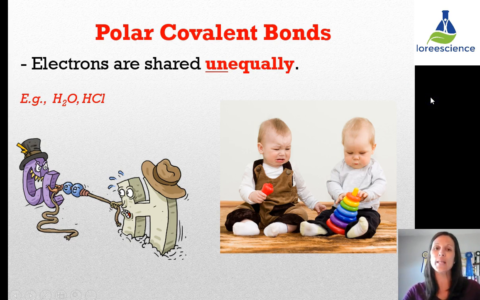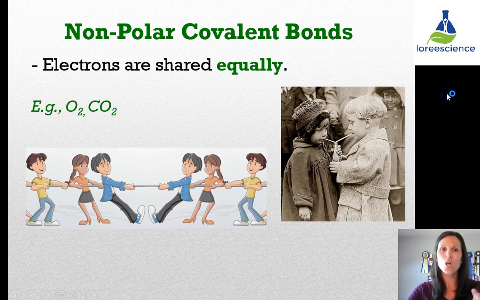So I'm going to go through 2 examples, and then we'll summarize it in a chart in your note template. So polar covalent bonds are when electrons are shared unequally, such as the example of water we just mentioned, or hydrogen chloride. Notice little buddy here, clearly not sharing equally with his other buddy. Still sharing, but not equal.